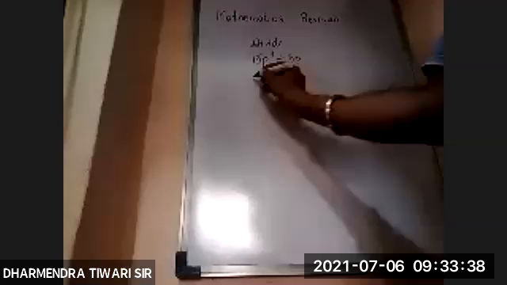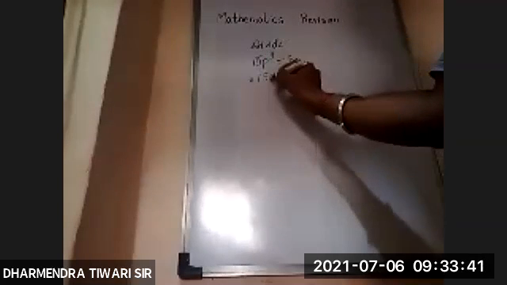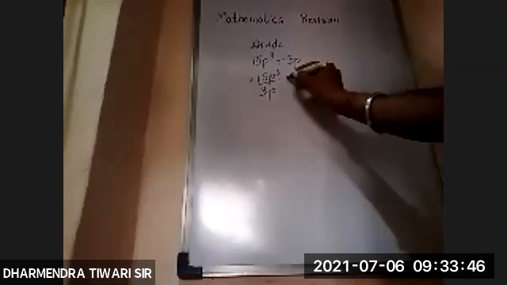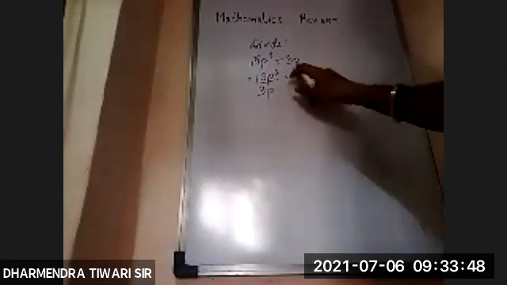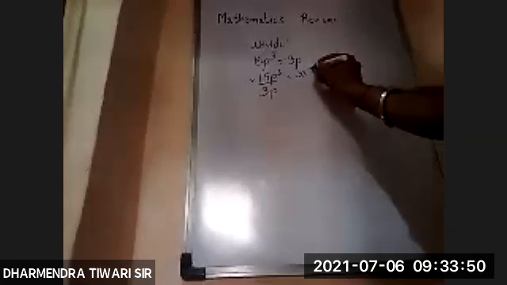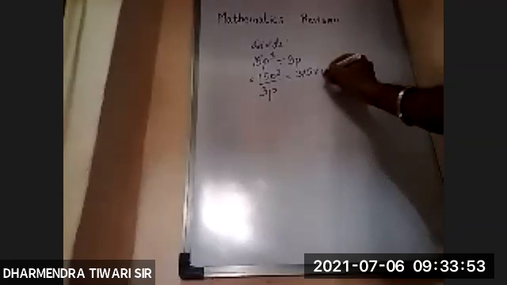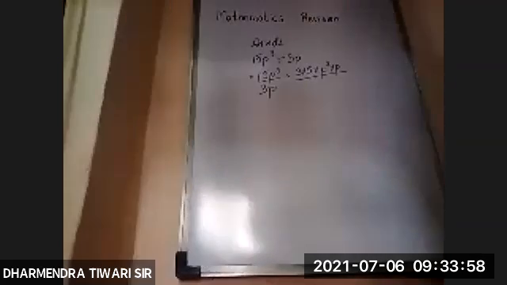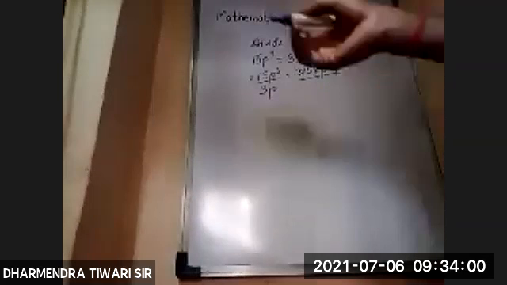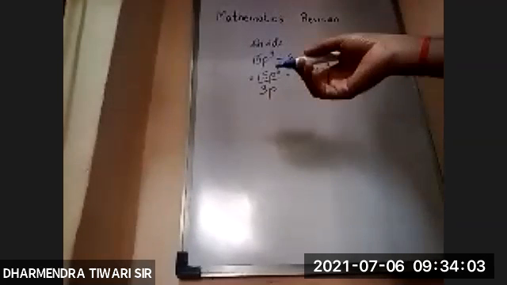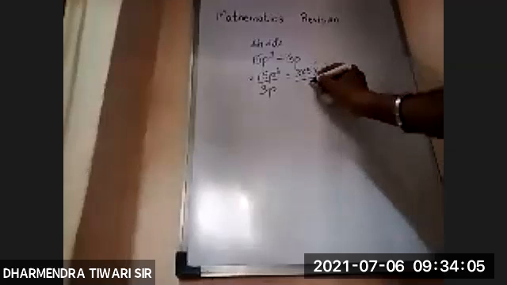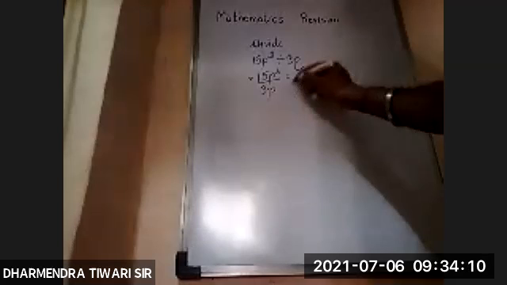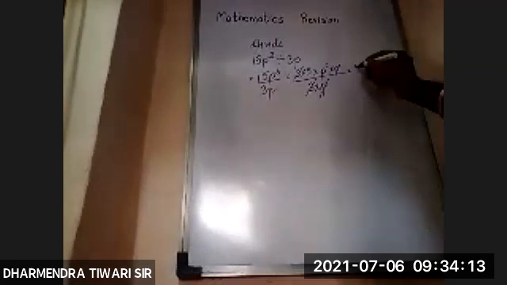First method, very simple. We can write this as 15p cube divided by 3p. We can write this as 3 5s are 15 into p cube, which can be written as p square into p, just splitting the terms into a simpler form. And here we are having 3 into p. Cancel 3, 3 ones are 3 ones are, p p gets cancelled. What remains? 5p square.